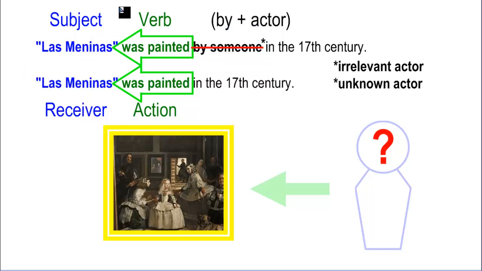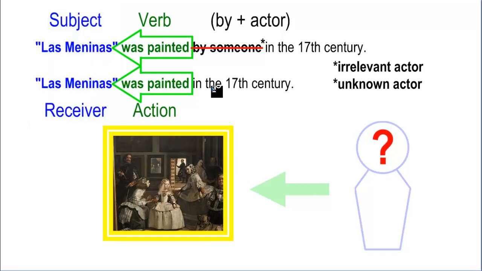And that's the idea of passive voice. You see, the subject is going to be the receiver of the action. Is the person or the thing that receives the action. So never mention by someone or by people. Okay, because those things are usually irrelevant or unknown.